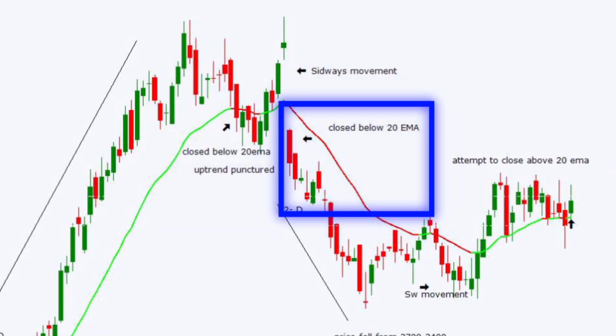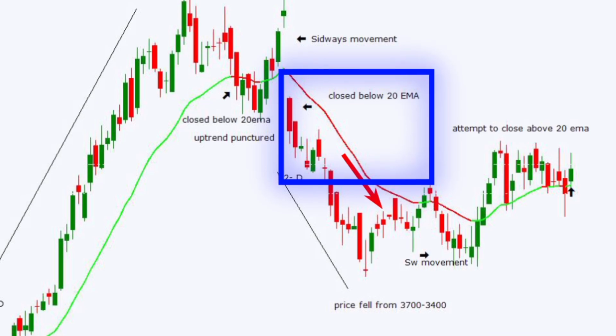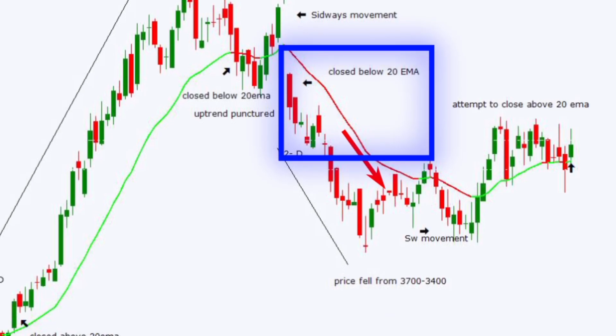Finally, on October 21, the stock closed convincingly below the 20 moving average, and this was the beginning of a short-term downtrend in TCS. You can see that post the stock closing below the 20 average on 11th October, the stock price went down from around 3700 to 3400 within a span of 22 to 25 trading sessions.